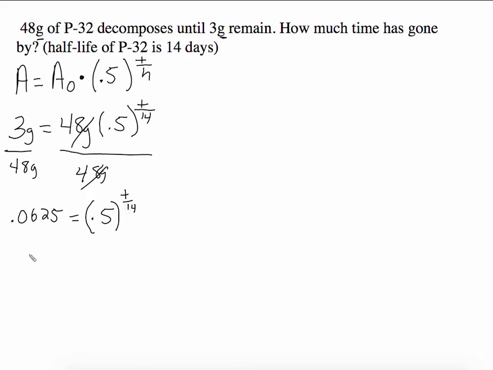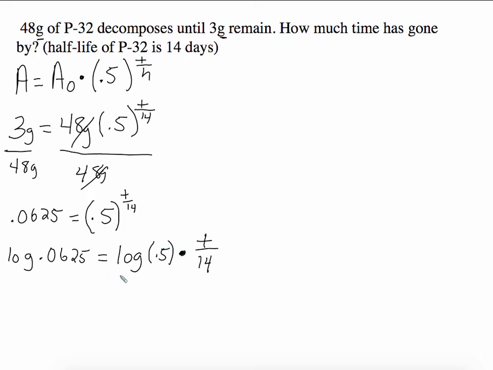Now we have to get this t over 14 out of the exponent, and to do that you have to use logarithms. So we're going to log both sides. We're going to log the left side, so we log 0.0625, and that's going to be equal to the log of 0.5 on the right side. When you log both sides, it brings this t over 14 out of the exponent and puts it on the regular level. So that's what I have here.